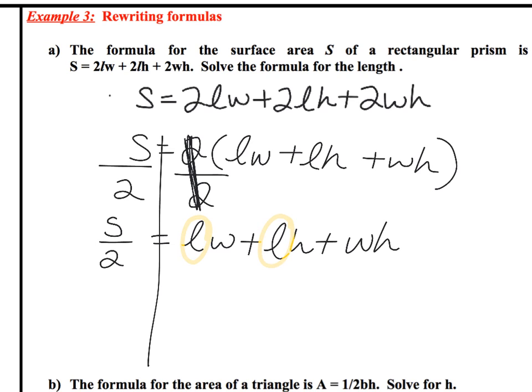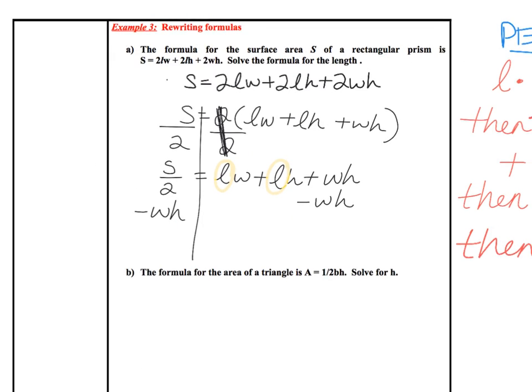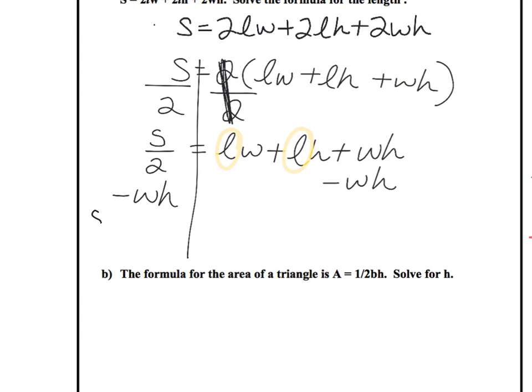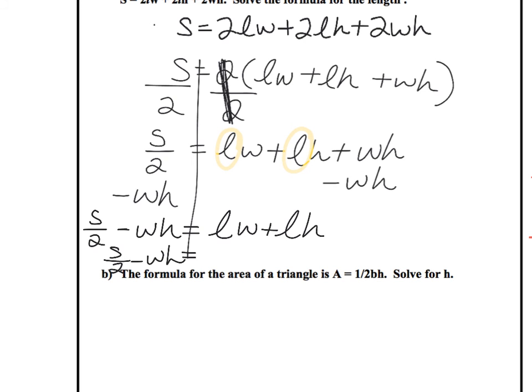You can do it. Remember, we're solving for L. Let's take away the easiest thing first. The next easiest thing to get away is the WH, because it doesn't even have an L, right? So we'll subtract that. So S divided by 2 minus WH is equal to LW plus LH. So this is going to become S divided by 2 minus WH is equal to L is outside the parentheses, and then you take it out of those two terms, so W plus H.